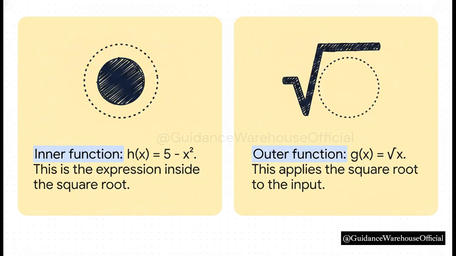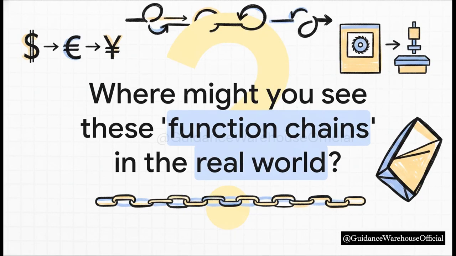Now, what are we doing to that whole chunk? We're taking its square root. So our outer function, g of x, is just the square root function. And we can even check it to make sure we're right. If you plug h of x into g of x, you get our original function right back. Perfect. And that really brings us full circle.